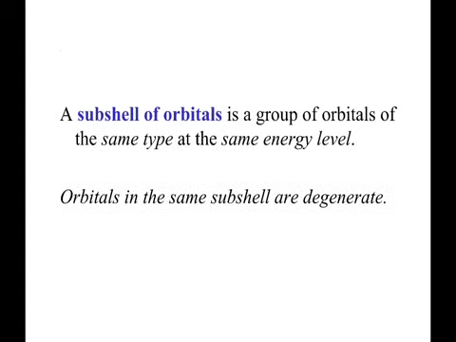This slide seems a little redundant, but a subshell of orbitals will be a group of boxes or orbitals where electrons are being occupied, and those orbitals will be of the same type at the same energy level, and all of the orbitals in that subshell are degenerate.